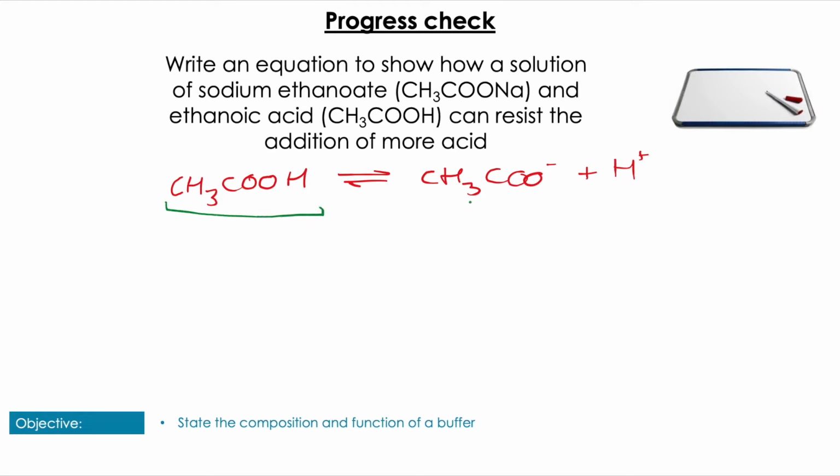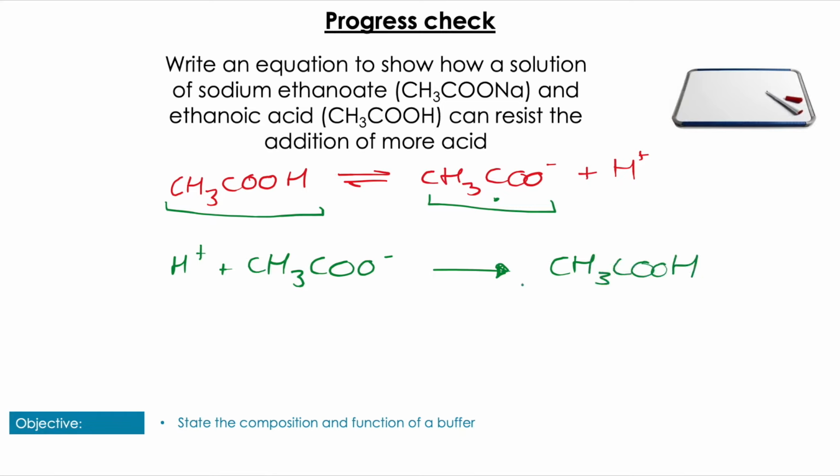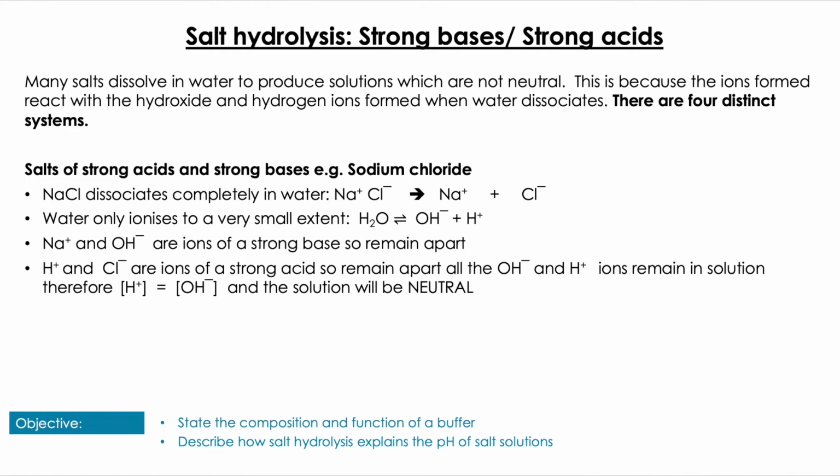And here you'll see we want to write how this could resist the addition of more acid. So acid is going to react with the ethanoate ion and then form more ethanoic acid. That second equation showing how it would resist that change because it would remove the H+. You could have also written this with H3O+ and then shown it producing H2O as well. Both are perfectly valid.